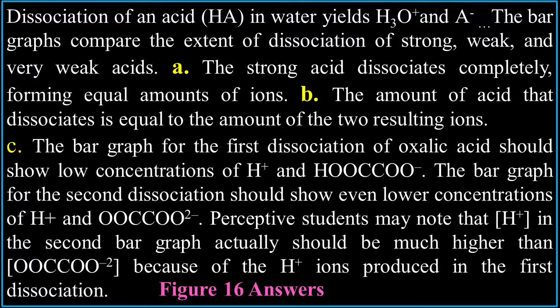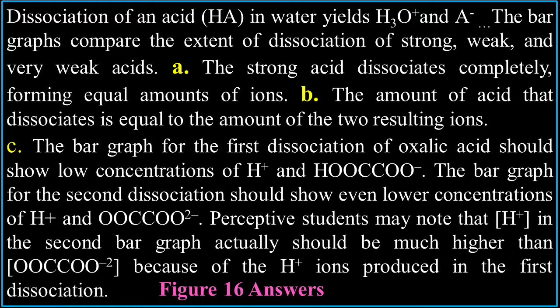So A, where it says explain in the graph for the strong acid why are the heights of the hydronium ion and the anion bars the same as the height of the HA bar. Well, the dissociation of an acid HA in water yields hydronium and the anion A, we'll call it. The bar graph compares the extent of dissociation of strong, weak, and very weak acids. Now, A, the strong acid dissociates completely, forming equal amounts of ions.